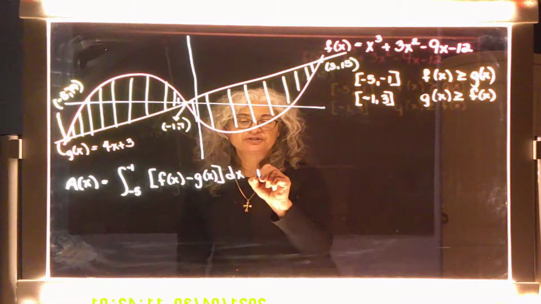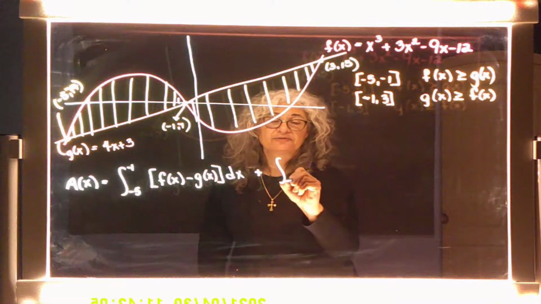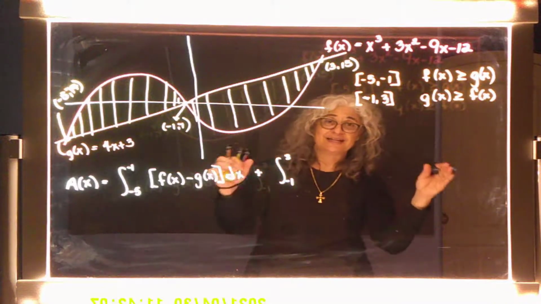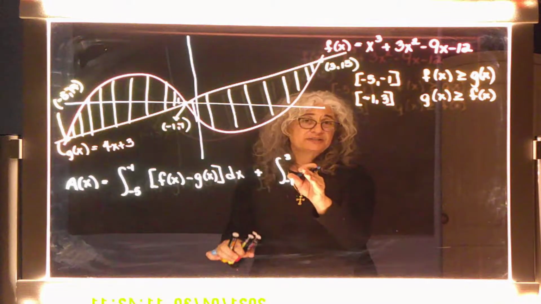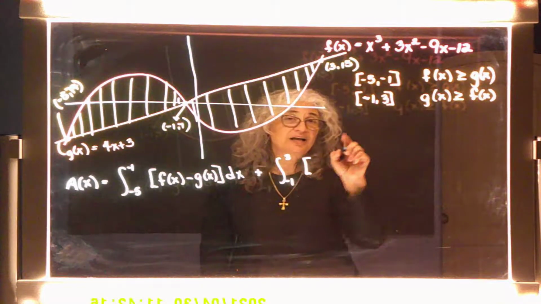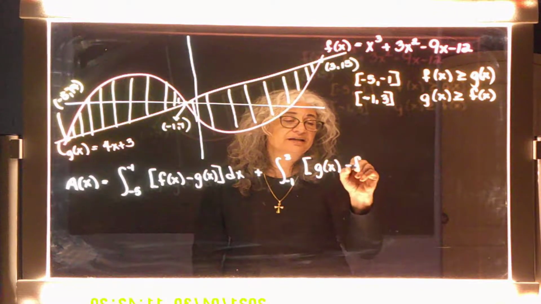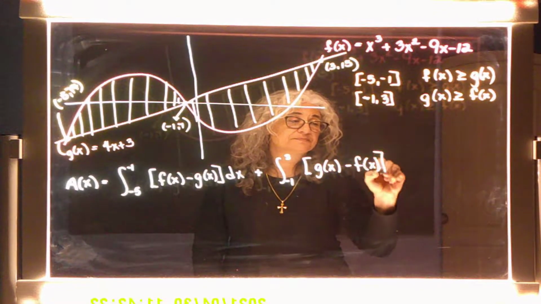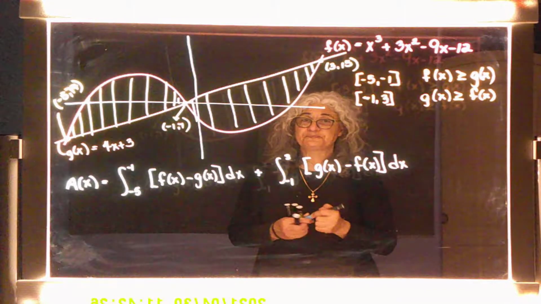Then I'm going to add to it the integral from -1 to 3 because that was the next section of the shading. But on this particular interval, g of x was higher than f of x. So I'm going to do g of x minus f of x dx. With me? Okay.